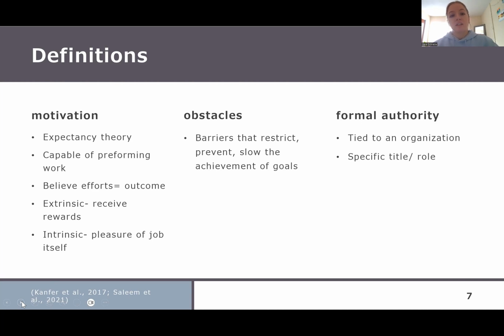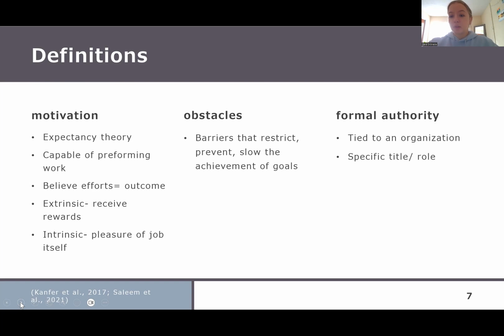The next thing that we need a definition for is obstacles. A lot of us know what obstacles are, but I wanted to define it because this also gets talked about a lot in path goal theory. Obstacles are barriers that restrict or prevent you from achieving your goals, or might just slow the achievement of these goals. So good leaders are people that remove or lessen the effect of the obstacles that followers are going to come in contact with.